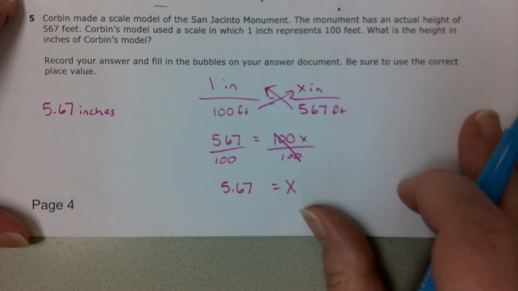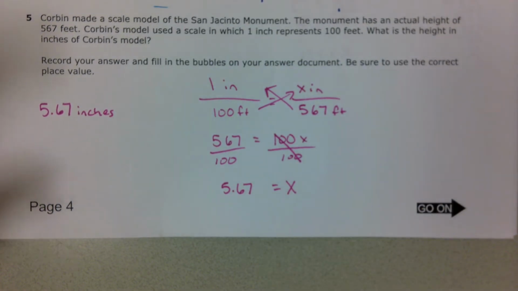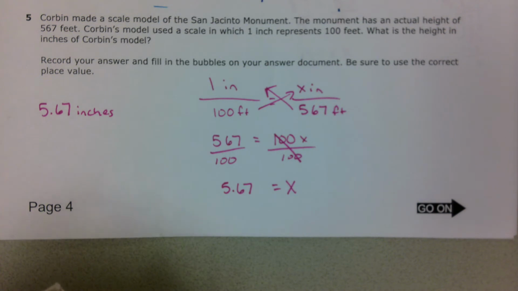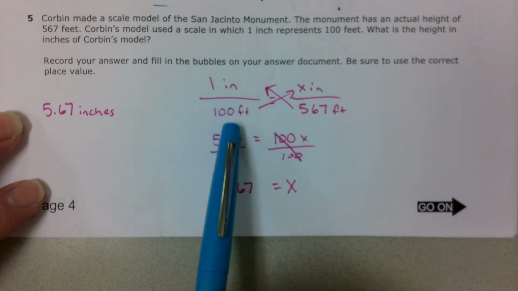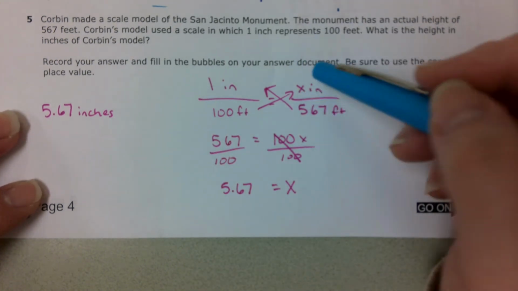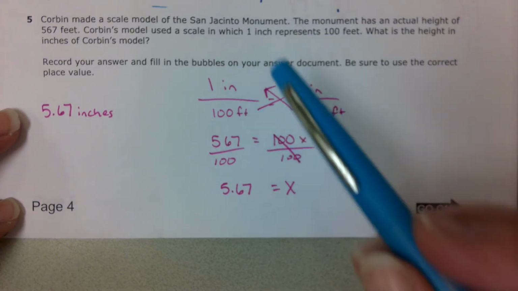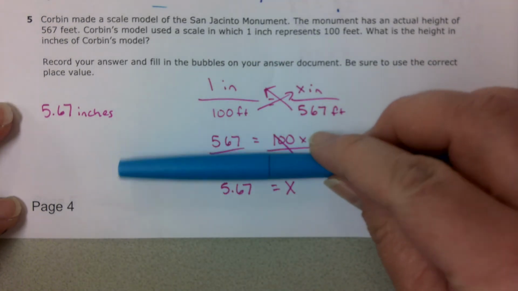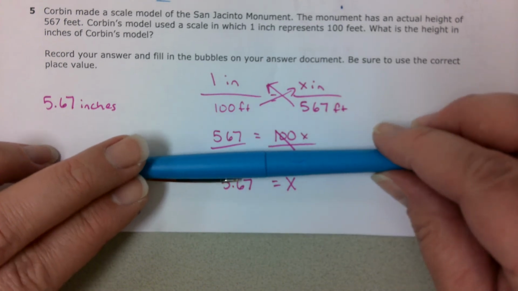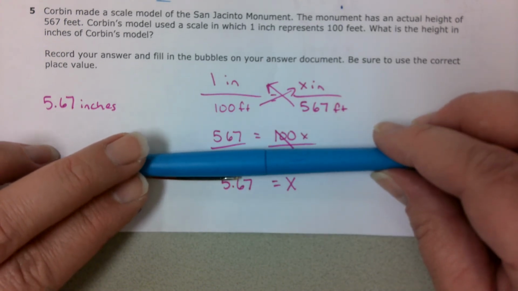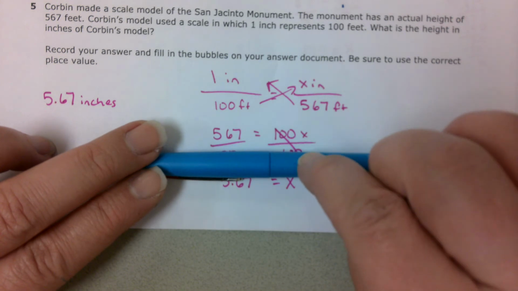5, Corbin made a scale model of the San Jacinto Monument. The monument has an actual height of 567 feet. Corbin's model uses a scale in which 1 inch represents 100 feet. What is the height in inches of Corbin's model? So I used my 1 over 100, 1 inch over 100 feet, to figure out my unknown inches over 567 feet. I cross multiplied, and I got right here, 567 times 1 is 567. 100 times x is 100x.